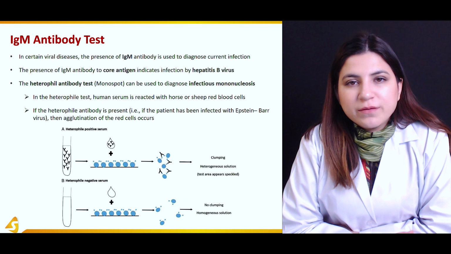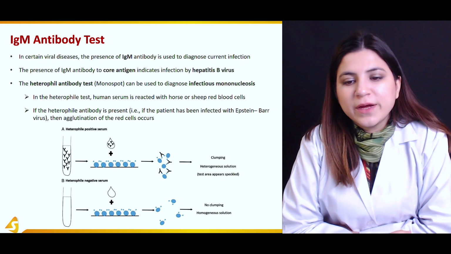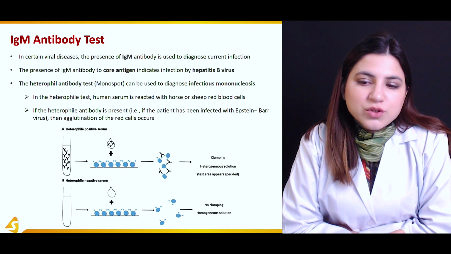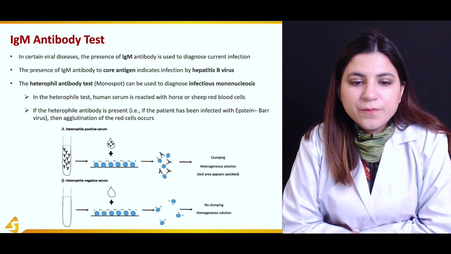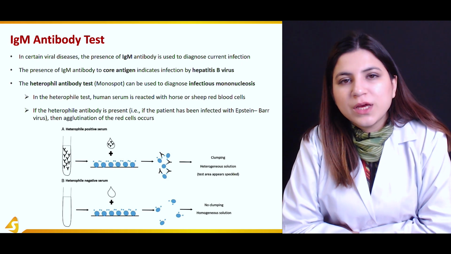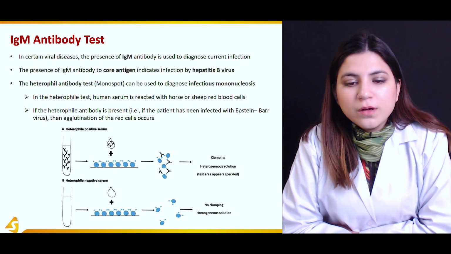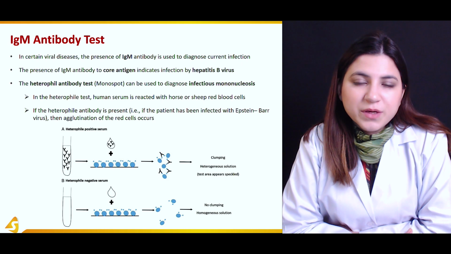Then we have the IgM antibody test. In certain viral diseases, there is presence of IgM antibodies against viruses, and this IgM antibody presence can be used to diagnose or identify a current infection inside a patient. The presence of IgM to a core antigen indicates the infection of hepatitis B virus.